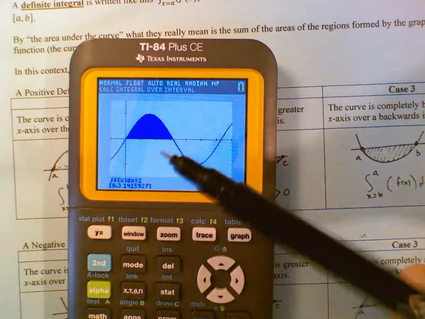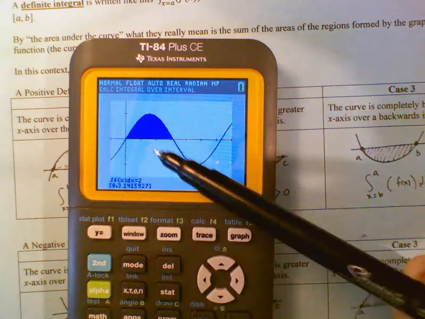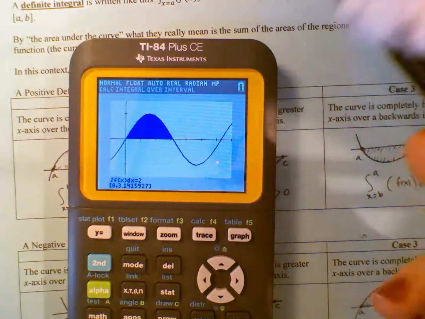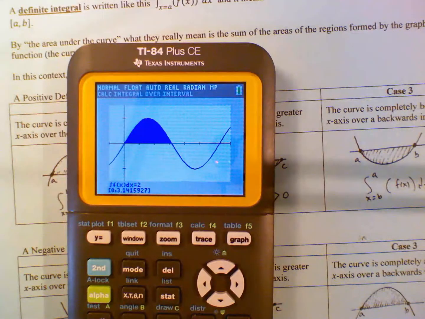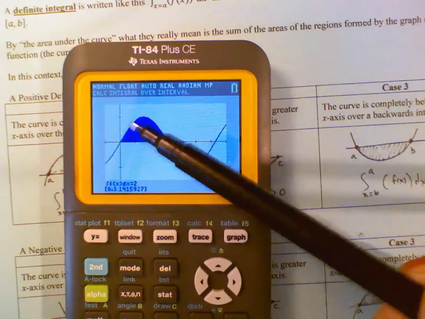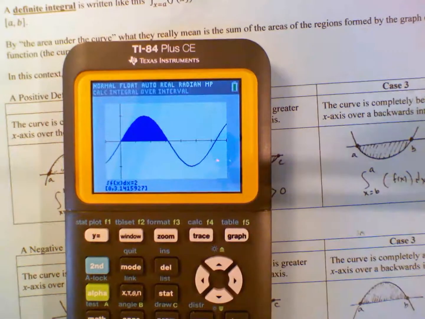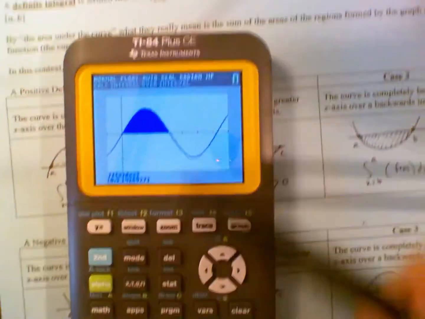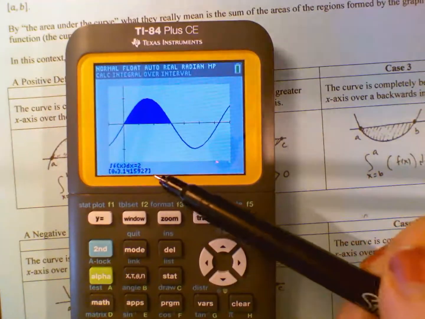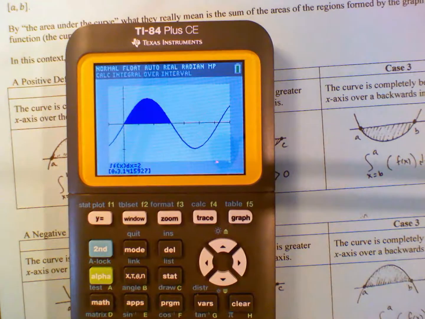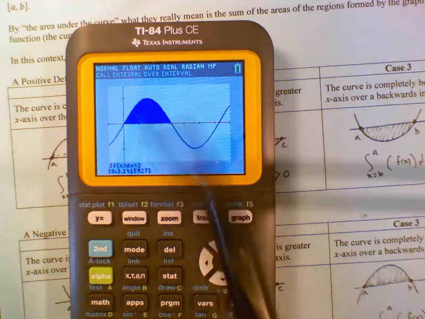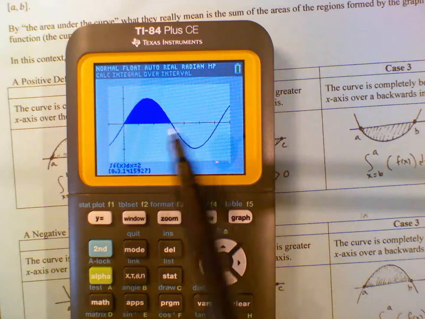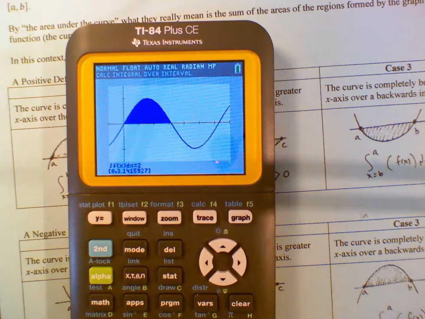So the area under the curve from 0 to pi means the area of the region formed by the curve or the graph and the x-axis, okay? And you can see here that the area under that curve, that's actually 2 units. Okay, now let me do the area under the curve from pi to 2 pi, okay? And then you could see what goes on there.